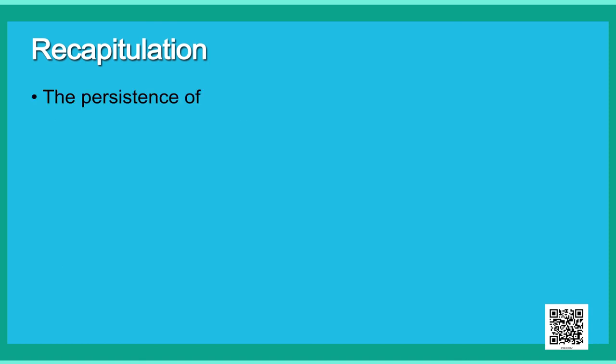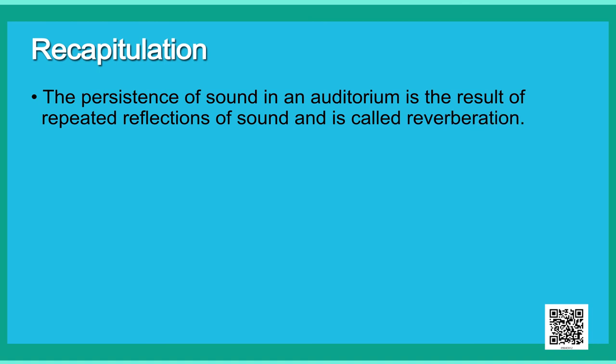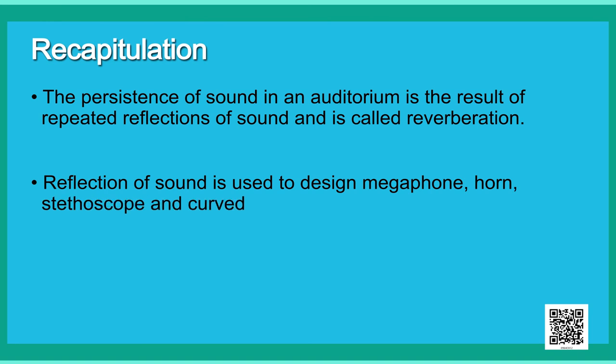The persistence of sound in an auditorium is the result of repeated reflections of sound and is called reverberation. Reflection of sound is used to design megaphone, horn, stethoscope, and curved ceilings of concert halls.